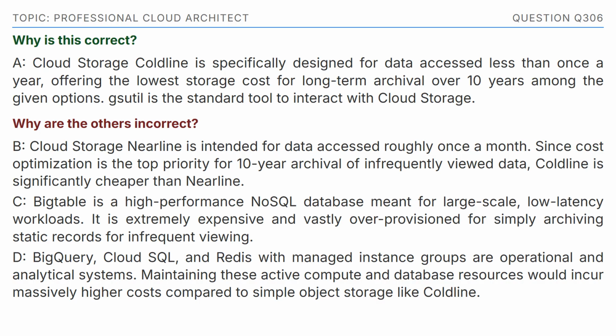B. Cloud Storage Nearline is intended for data accessed roughly once a month. Since cost optimization is the top priority for 10-year archival of infrequently viewed data, Coldline is significantly cheaper than Nearline.